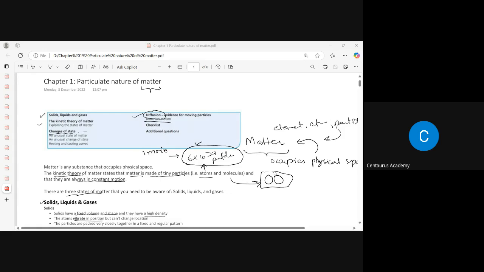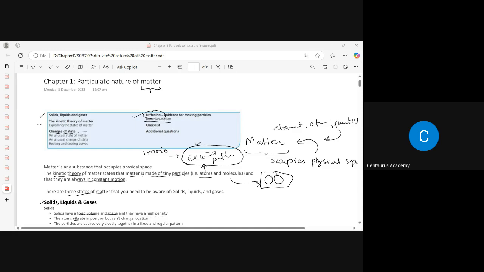When we talk about matter, we say that matter is any substance or anything which is occupying certain physical space. So it has to occupy its physical space, and you're going to divide it into three different states of matter, and that, as you already know, is solids, liquids, and gases, right?